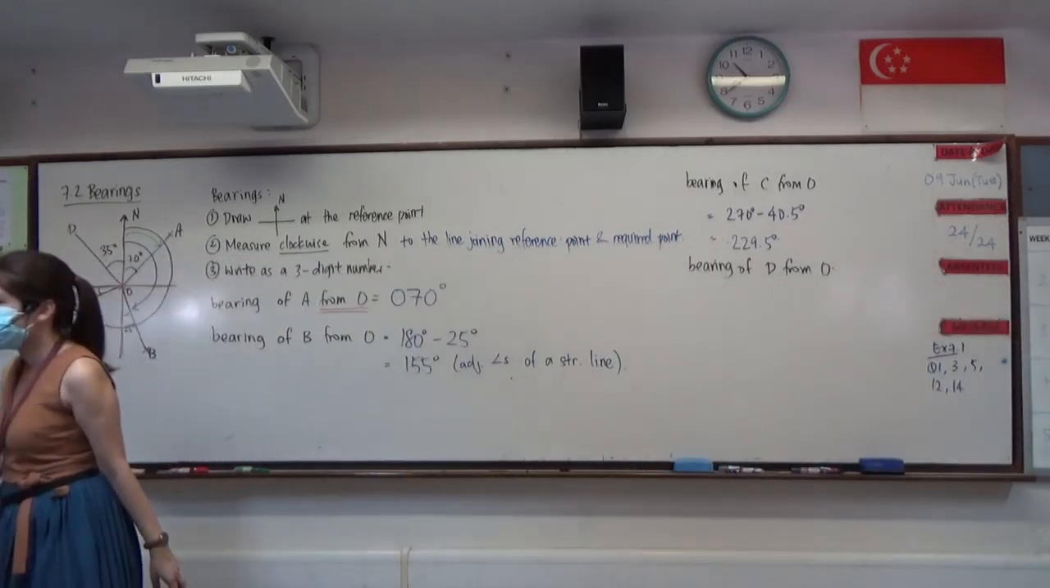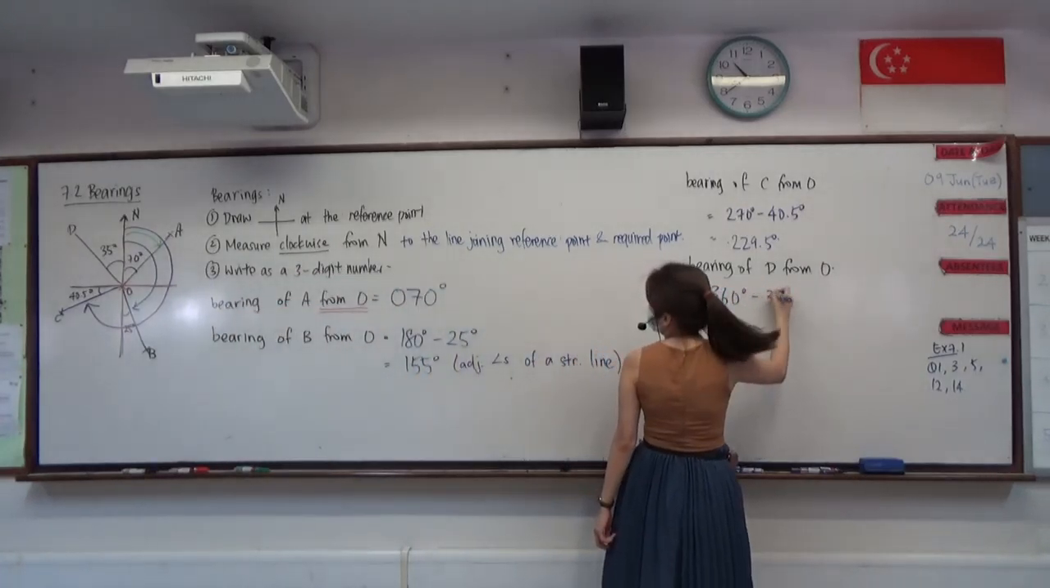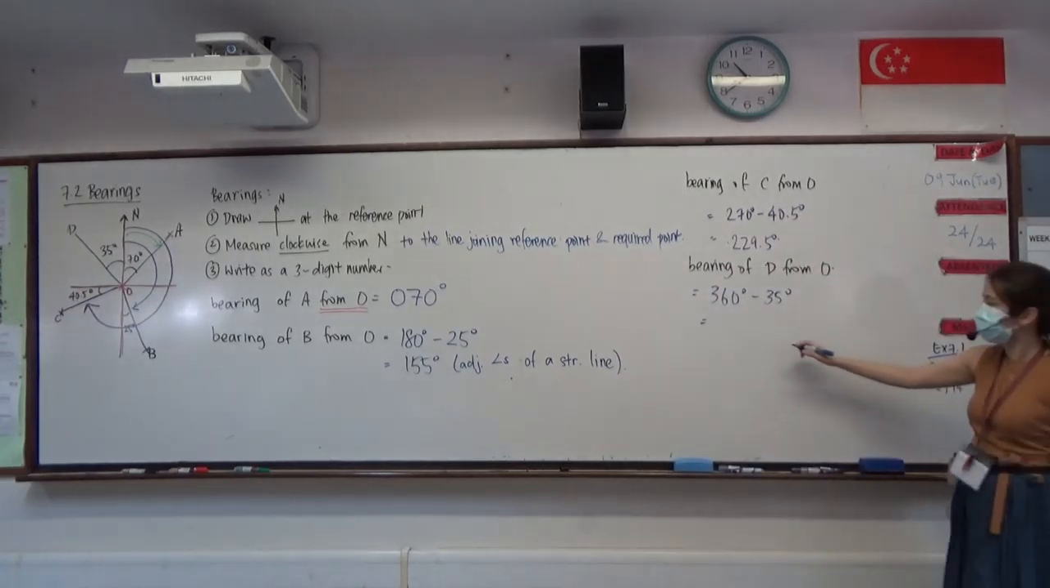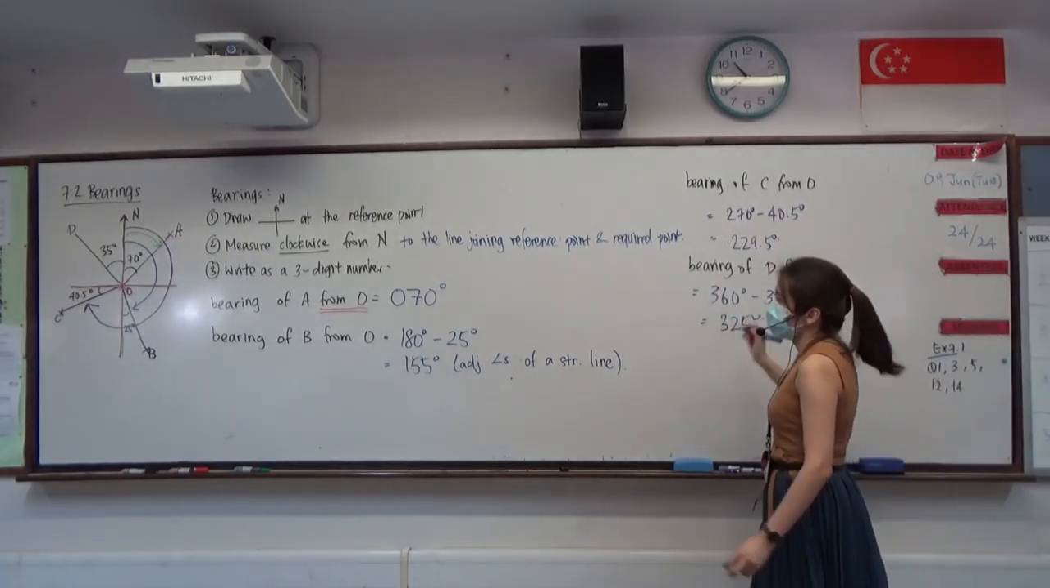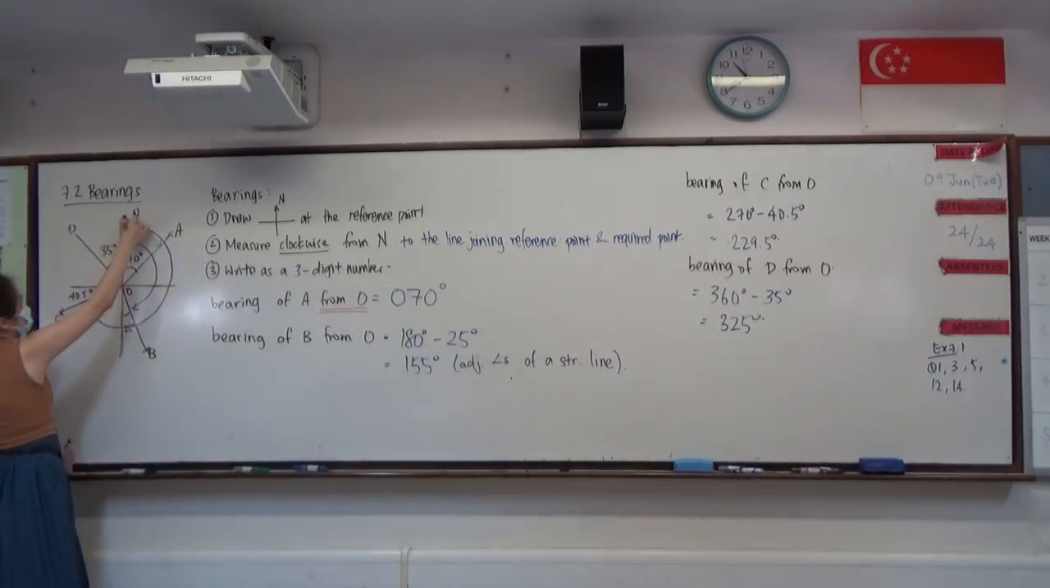360 minus? Very good, okay. The answer will be 360 degrees minus 35 degrees. Right, and the answer will be 325. And the reason for that is because we are looking at this big angle here.